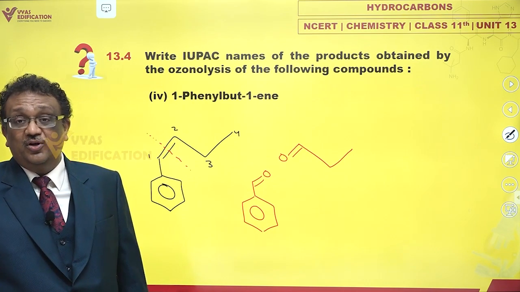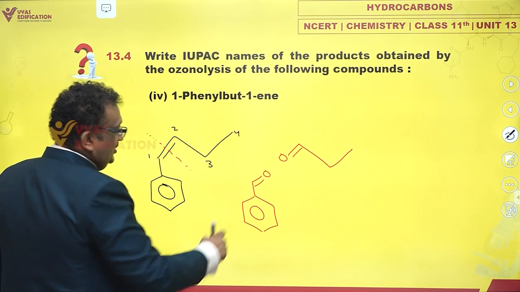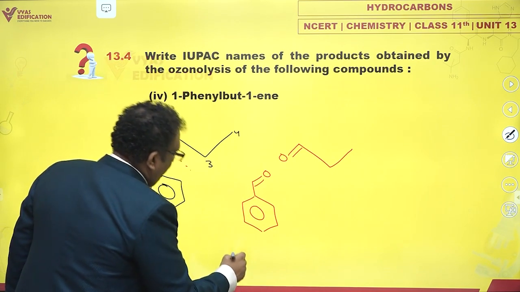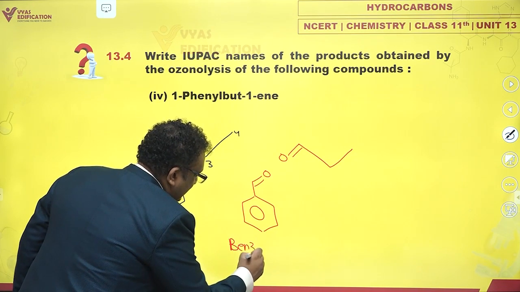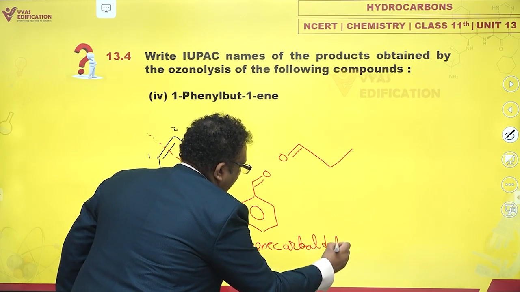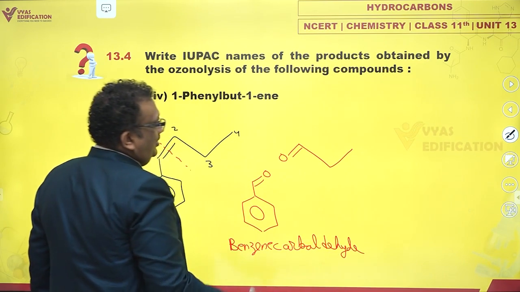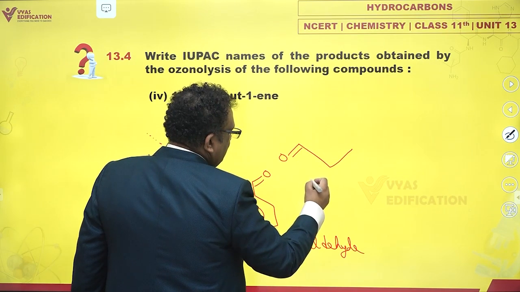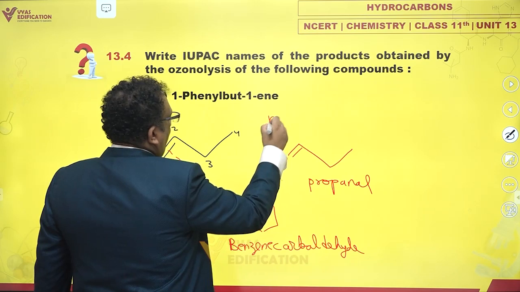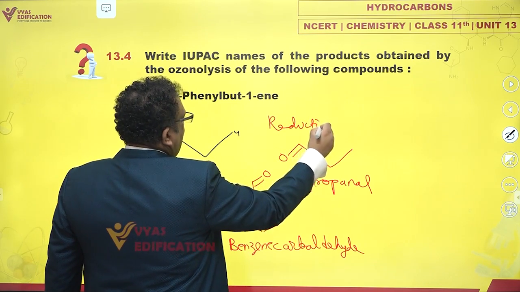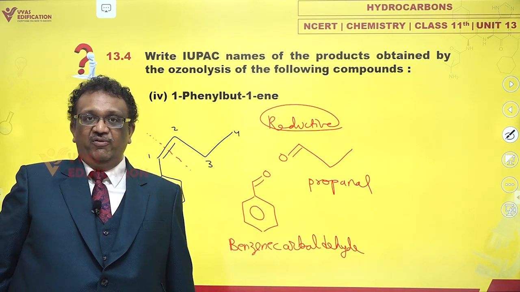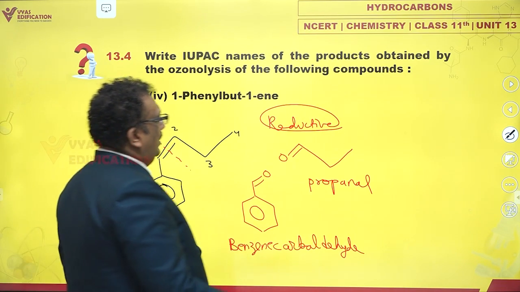This, of course, is a product of reductive ozonolysis. This is benzaldehyde, or the IUPAC name would be benzenecarbaldehyde. And this, of course, is 1, 2, 3, so this is propanal. Of course, these are the products of reductive ozonolysis. Now, we want this to be oxidative. Well, let's do it again.